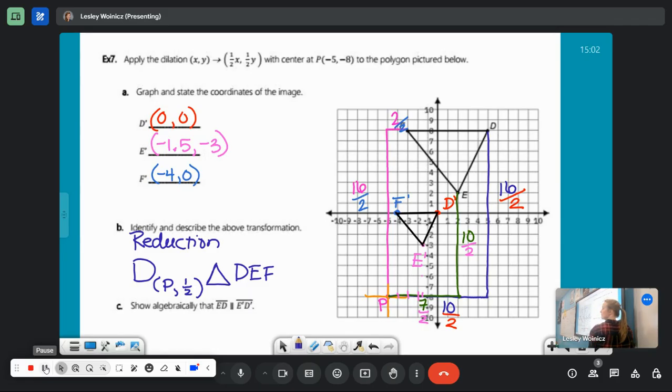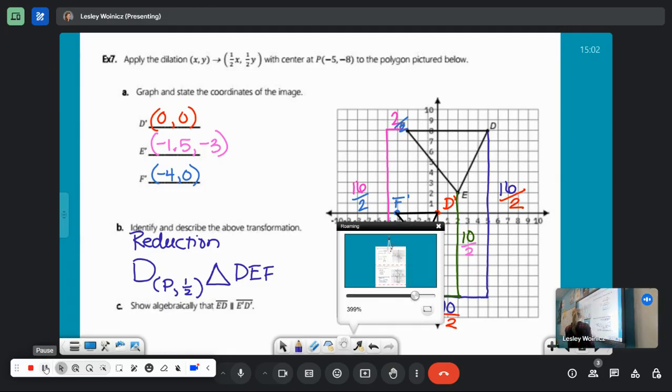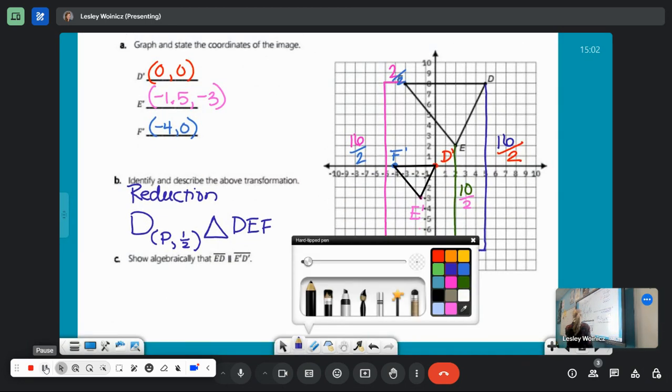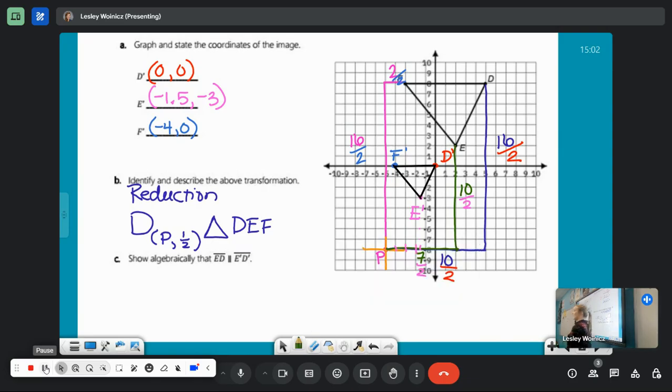Okay, last bit. What do we know about parallel lines and parallel segments? What's the same about them? They do have the same slope. So when we show it algebraically, it's not enough to just eyeball it. We're going to have to show it with a little formula and get our two slopes and show that they are the same. Do you remember the slope formula? It's your change in your y's over your change in your x's.